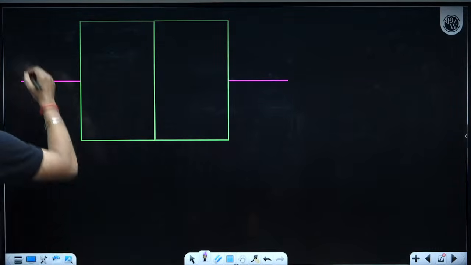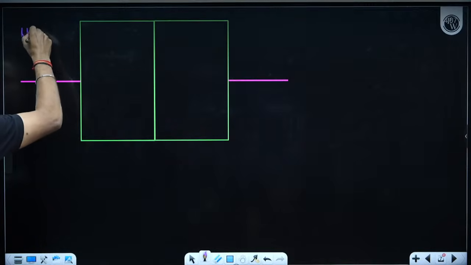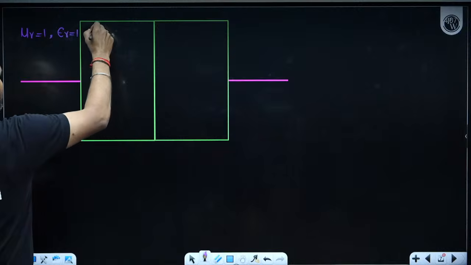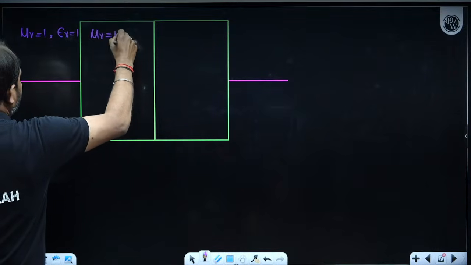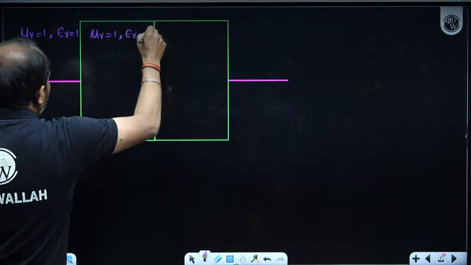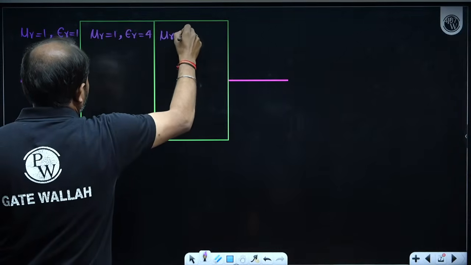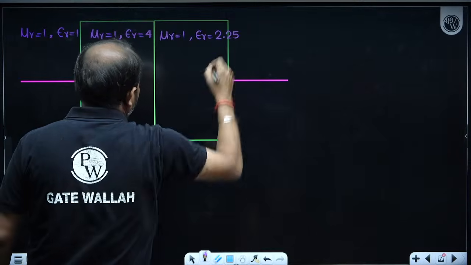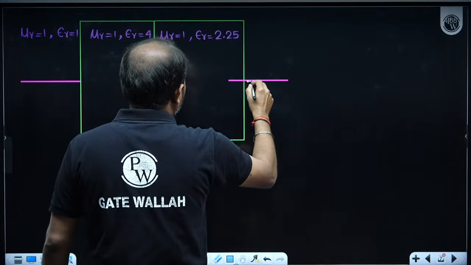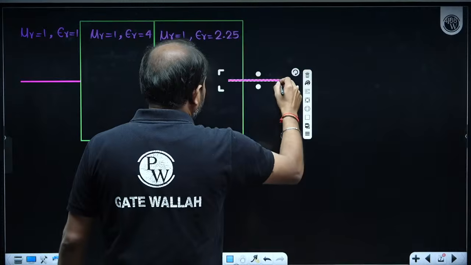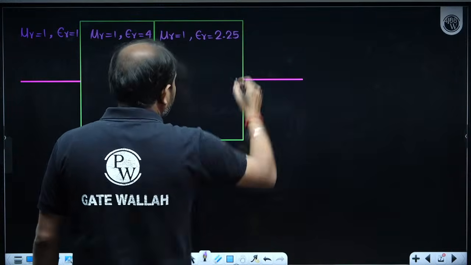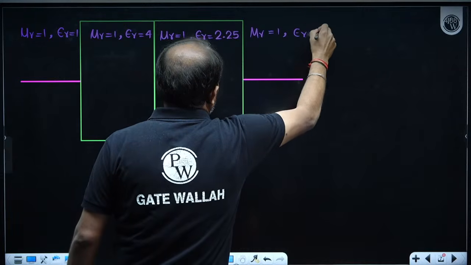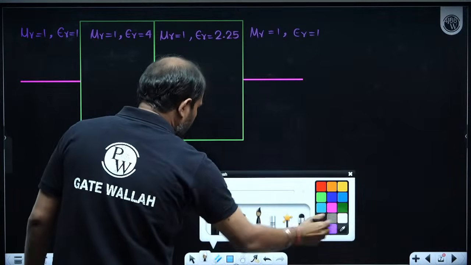So first one has mu r is equal to 1 and epsilon r is equal to 1. Second, mu r is equal to 1, epsilon r is equal to 4. Third, mu r is equal to 1, epsilon r is equal to 2.25, and the last one is mu r is equal to 1, epsilon r is equal to 1. So we have to decide the value. It is a very good question.